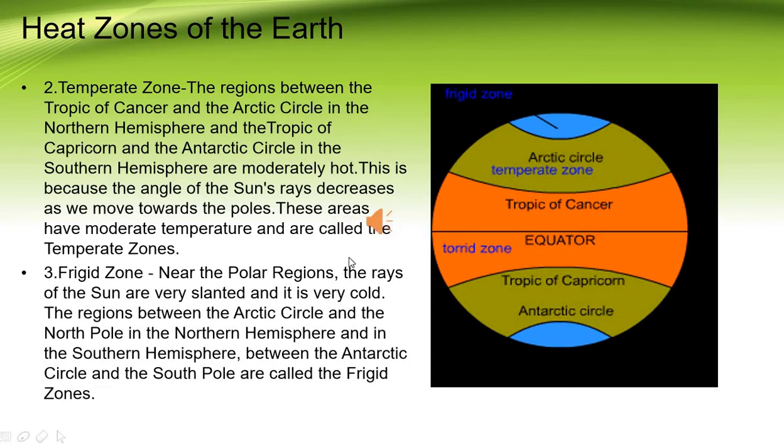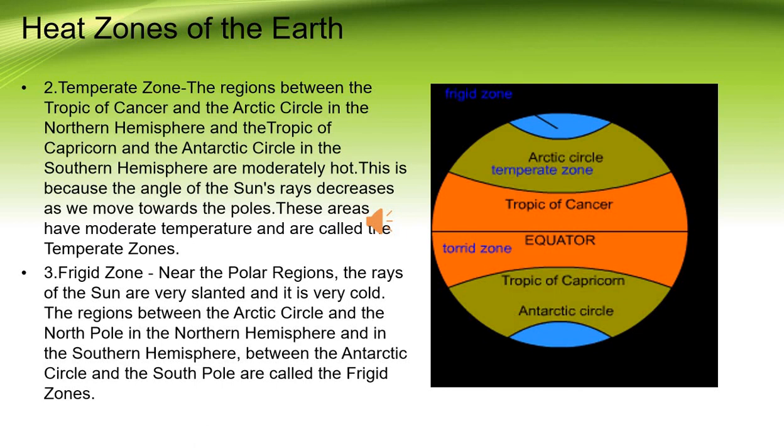Second zone is the temperate zone. The regions between the Tropic of Cancer and the Arctic Circle in the northern hemisphere, and the Tropic of Capricorn and the Antarctic Circle in the southern hemisphere are moderately hot. This is because the angle of the sun rays decreases as we move towards the poles. These areas have moderate temperature and are called the temperate zones.